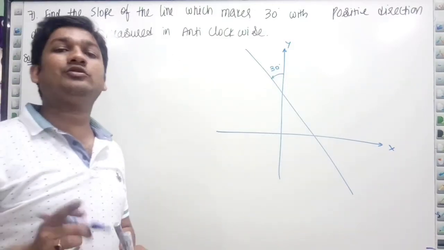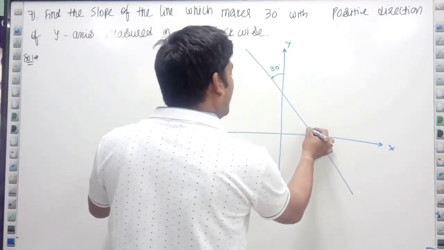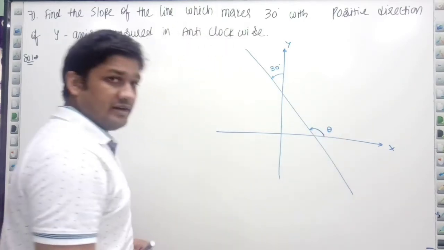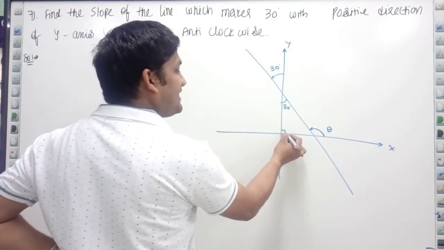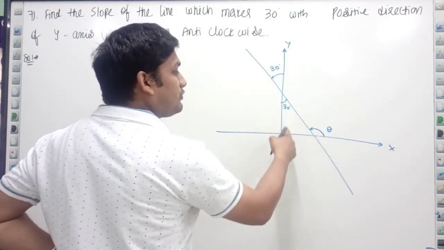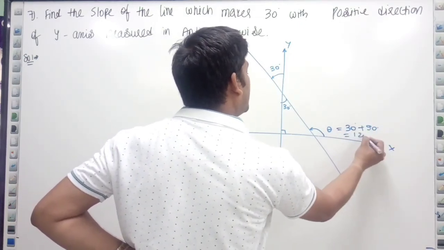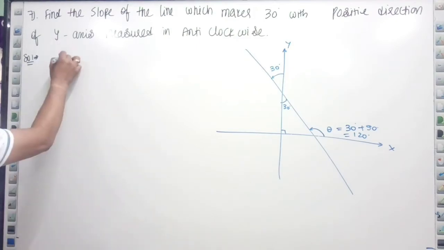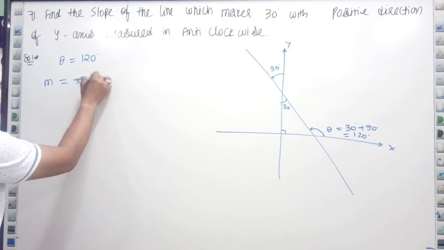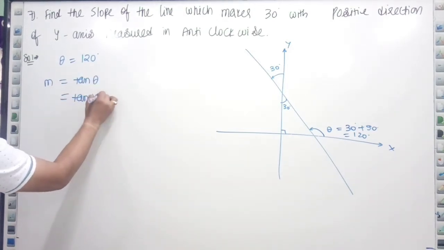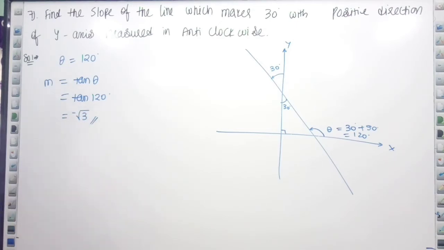Look, the angle of the slope is the one made with the x-axis. So you need to find this angle from the x-axis. Now if this is 30, can I say this is also 30? This is 90. The exterior angle is the sum of the two opposite interior angles, meaning 30 plus 90, this is equal to 120 degrees. So if this theta is 120 with the x-axis, the slope is tan theta, which is tan 120. This is minus root 3, and this is the answer.